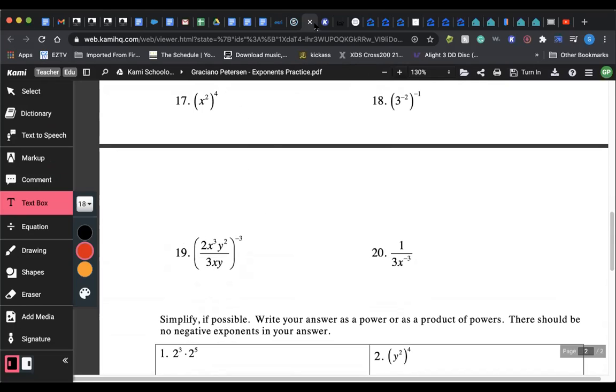So 17, what's the answer going to be for 17? Good. It's going to be x to the 8th because we're just going to multiply our two exponents together. We have 2 and 4, so 2 times 4 gives me 8. That's it.